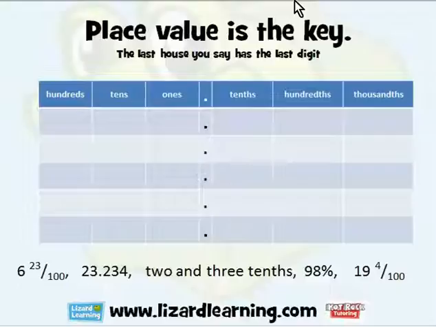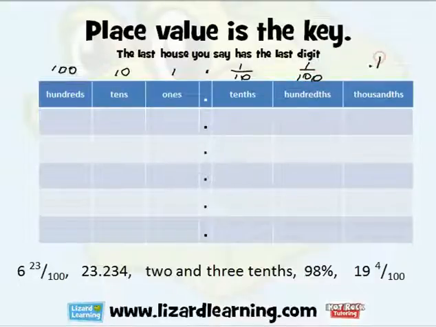So really, you could probably set out your houses and just say, okay, we've got our hundreds house, our tens house, our units house, decimal point. Then we go, decimal point means we're going into the fractions. So then we've got our tenths, then we've got our hundredths, and then we have our thousandths, and on it goes.